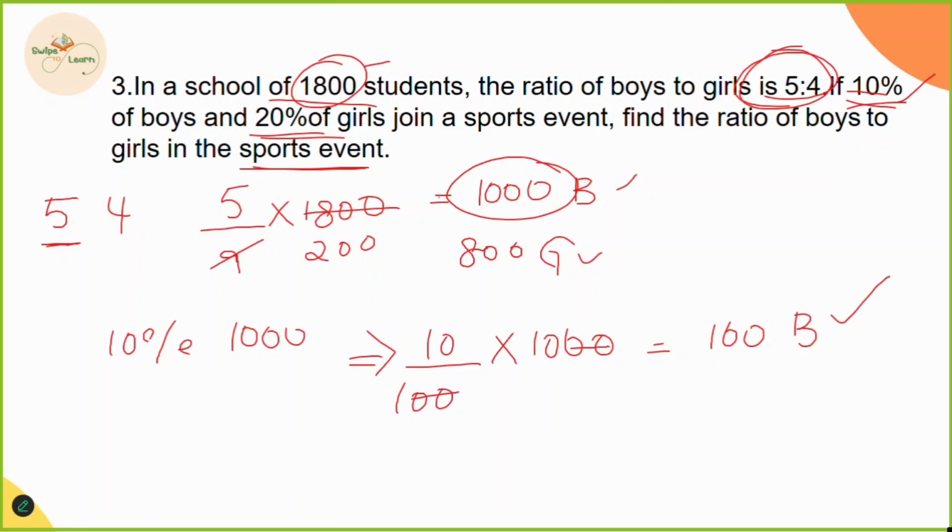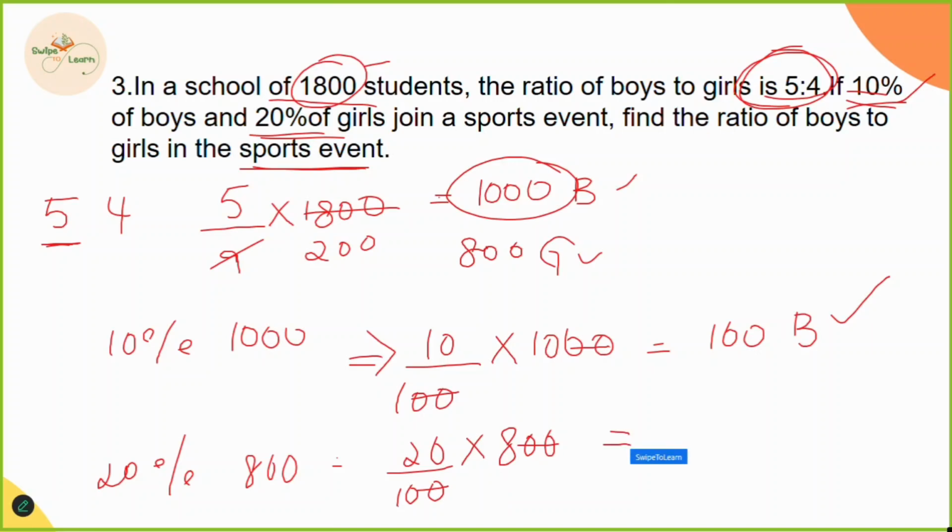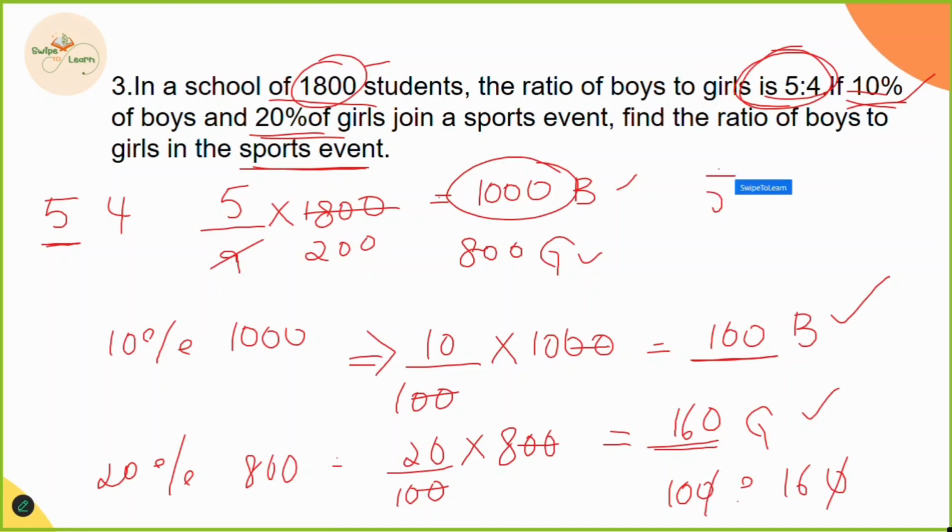Similarly, we can find 20% of 800. So that is 20 divided by 100 into 800. Again, two zeros cancel. It was 16. So 160 girls are interested in joining the sports event. So the ratio of the number of boys and the number of girls is 100 is to 160, which implies 5:8. So the ratio of boys and girls interested in joining the sports event is 5:8.